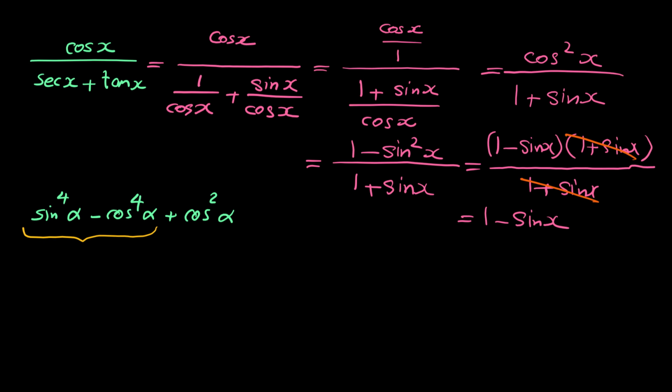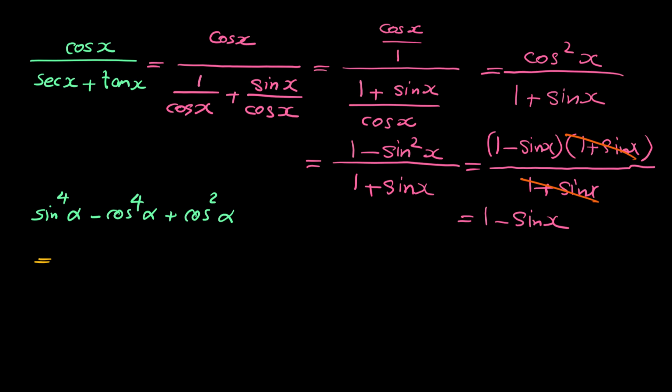Look at these two terms. Both of them have power 4, and between them is minus. Again, this should remind you of this identity: a squared minus b squared is (a minus b)(a plus b). The reason you should remember this is that you have even powers and the minus between.